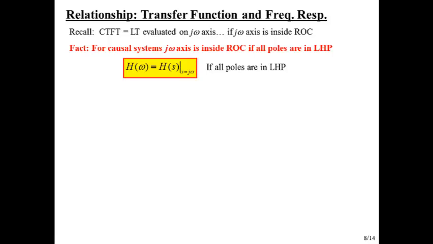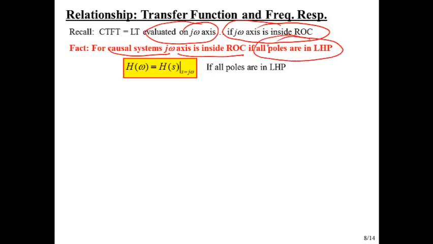Now, we've talked about the relationship between the CTFT and the Laplace transform evaluated on the j omega axis, but only if the j omega axis is inside the region of convergence. Well, for causal systems, the j omega axis is inside the region of convergence if all poles are in the left half side of the plane. So for causal stable systems, we can always convert H of s into H of omega by just taking s and replacing it by j omega.